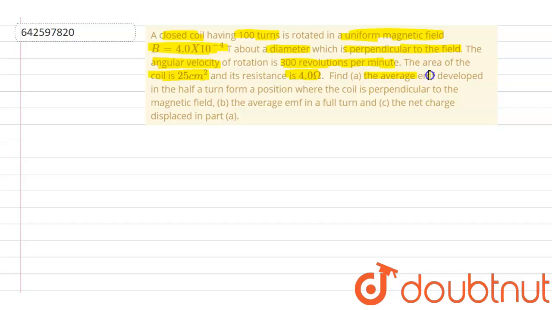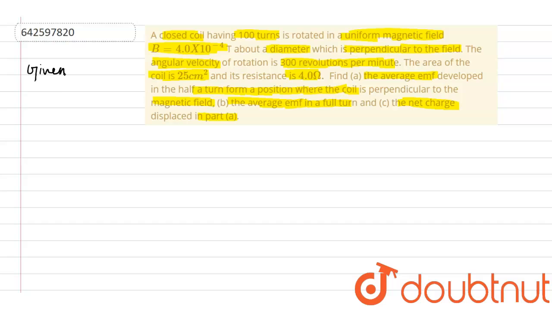Find the average EMF developed in A, half a turn from a position where the coil is perpendicular to the magnetic field. B, the average EMF in a full turn, and C, the net charge displaced in part A. So this question has various parts, so we can look at what all things are given to us for easier solution.